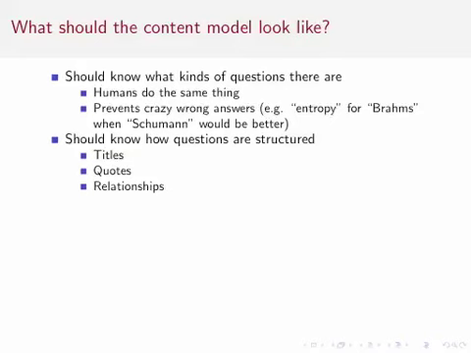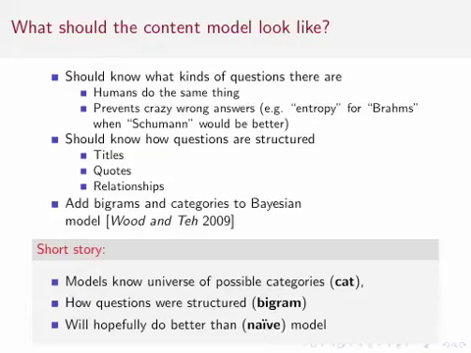And the content model should also know how questions are structured, so that you can understand titles, quotes, relationships. And we're going to do that by having our content model have a notion of categories and also a simple language model. This is a very dumbed down version of Wood and Teh's doubly hierarchical language model from 2009. So short story, our content models are now going to know about the categories, they're going to know about bigrams, and hopefully they'll do better than a naive model.